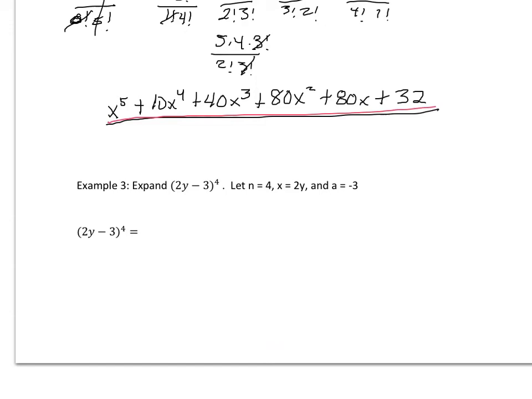Okay, so now in this case, n is 4, x is equal to 2y, and a is equal to negative 3.